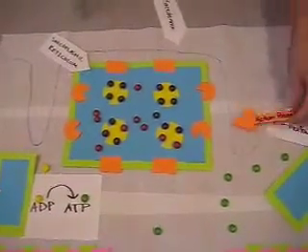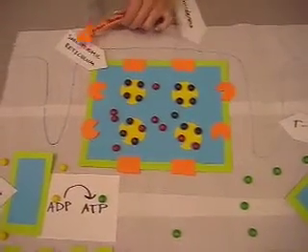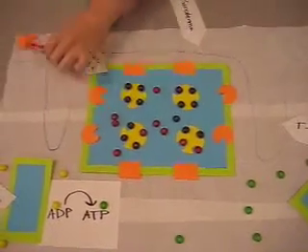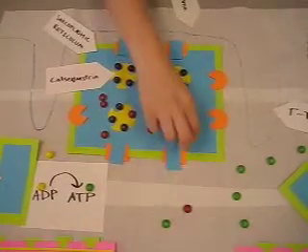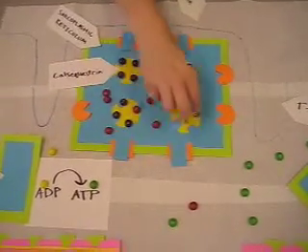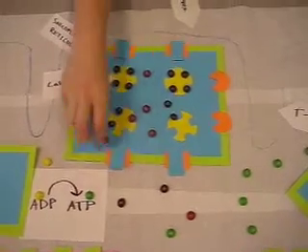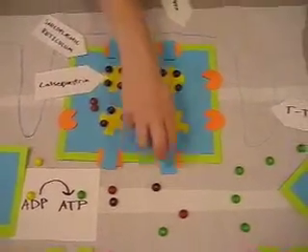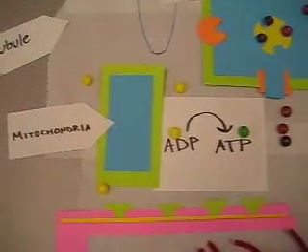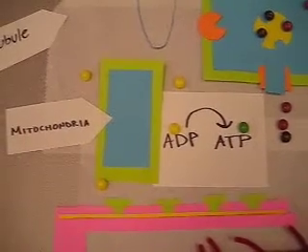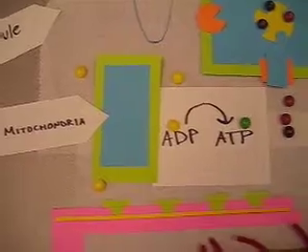The action potential comes down the sarcolemma and stimulates the sarcoplasmic reticulum to open its calcium channels. Calcium is represented by the purple and red skittles. Once the ion channels are open, calcium flows out of the sarcoplasmic reticulum. Mitochondria is represented here. ADP are the yellow skittles, and the mitochondria turns them into ATP, the green skittles.